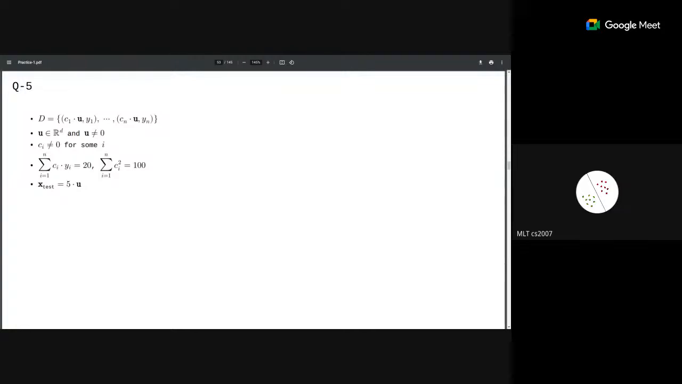So I've tried to simulate that situation, but in R^d, right? So you're measuring at C1 times U, C2 times U, and so on till Cn times U. Okay, and these are the measurements that you get.